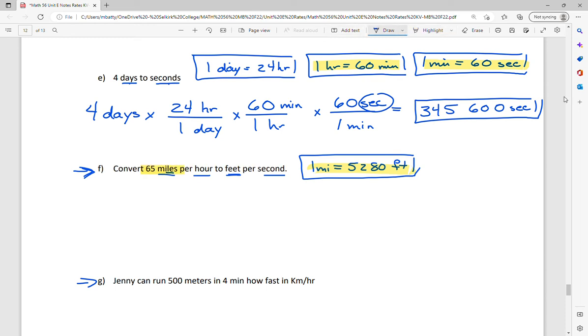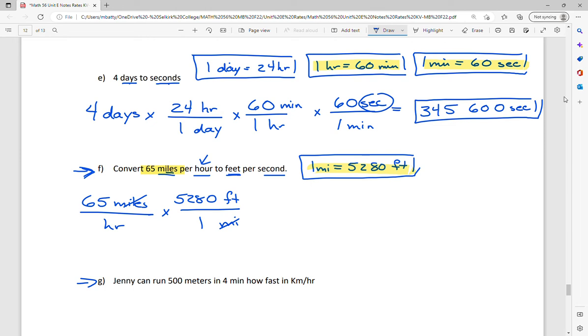The other part that's a little different with this is I'm going to write this as 65 miles per hour. By putting that rate, that second unit down below, I can see how it cancels with this unit analysis. I'm going to start with the miles. So I'd want miles to cancel, and I'd want it into feet, right? So 1 mile is this 5,280 feet.